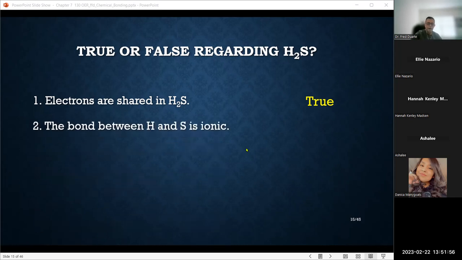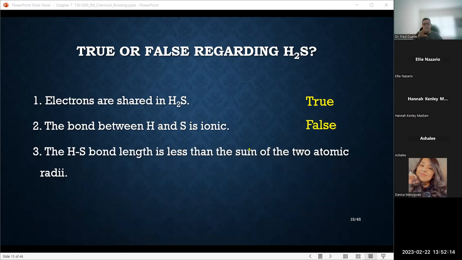Now, the bond between H and S, is it ionic? Well, we just answered the fact that it's covalent, so this would have to be a false statement. No, they're not ionic, they're actually covalent. And then here, the bond length between the hydrogen-sulfur bond is less than the sum of the two atomic radii. That, again, would be a true statement, because we went through that example of hydrogen chloride, where they created a bond, and it was anticipated that the bond length would be the sum of the radii of each individual atom, but it wasn't. It was much less because of the overlap in that covalent bond.